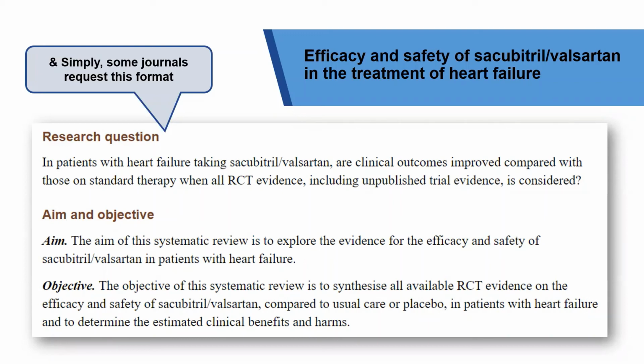This is the question. The aim of this systematic review is to explore the evidence for the safety and efficacy of this drug in patients with heart failure. Then they specifically mentioned the objective, that the objective is to synthesize all available RCT evidence compared to usual care or placebo in patients with heart failure, and to determine the estimated clinical benefits and harm. And someone may ask, what's the difference between aim and objective? Aim is more of a general statement, and objective is more specific, specifically describing the aim of the study.